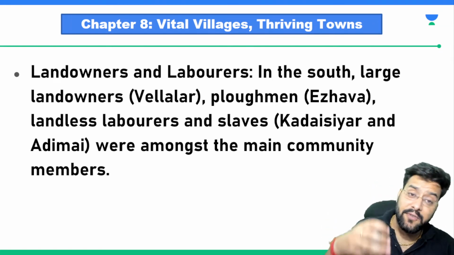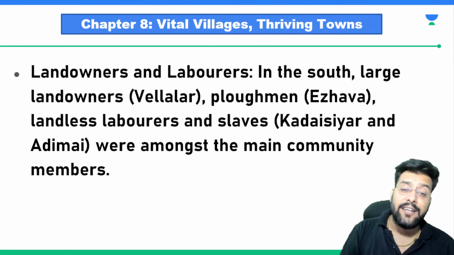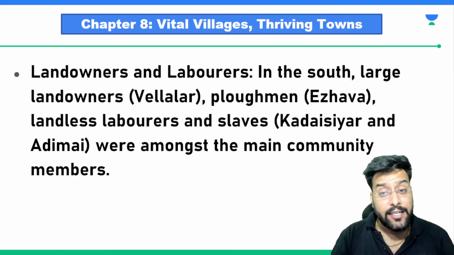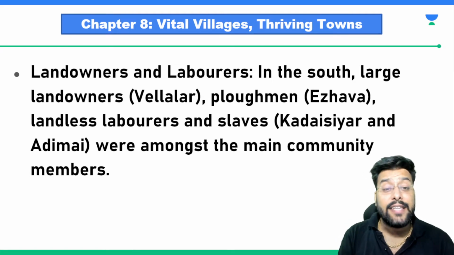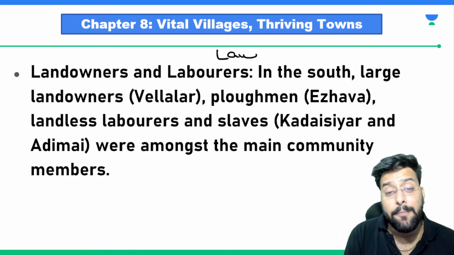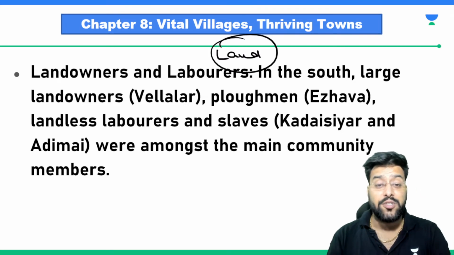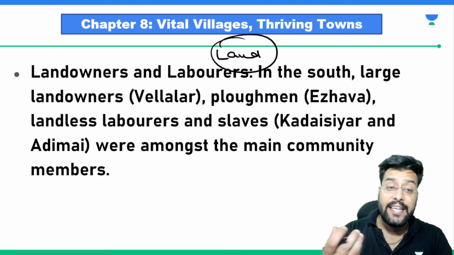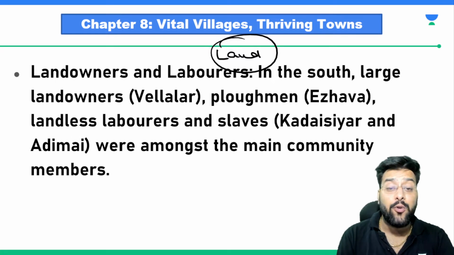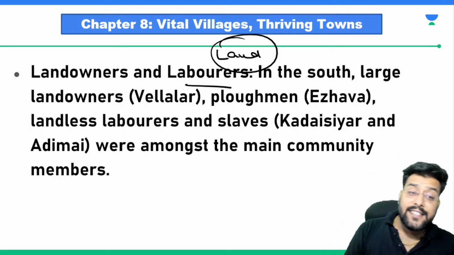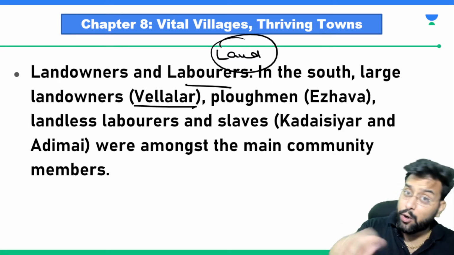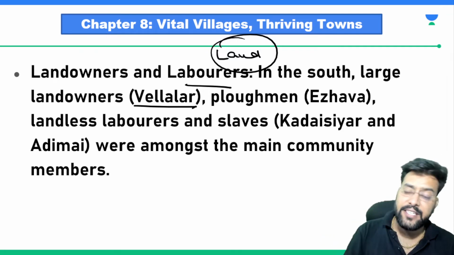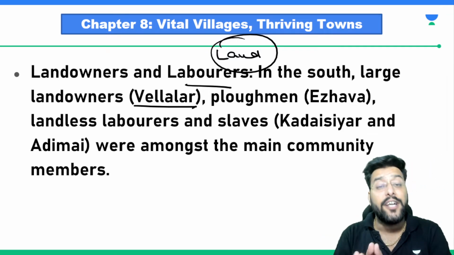Settlements were different in northern India, different in southern India, but the common thing that remained was the land, because the utmost requirement for you to practice agriculture was the land. So we had landowners and laborers. In the south, large landowners, we are talking about the southern part of India, we need to remember each and every word. I request you to please note it down somewhere.